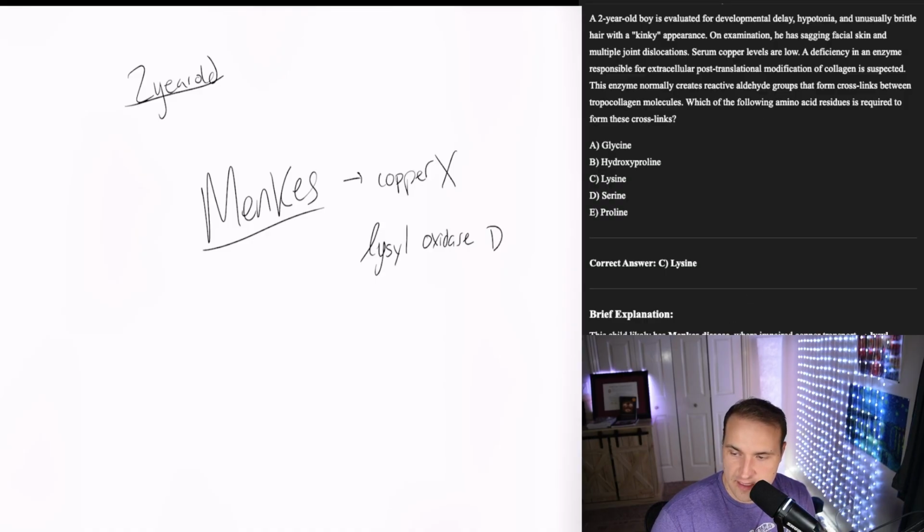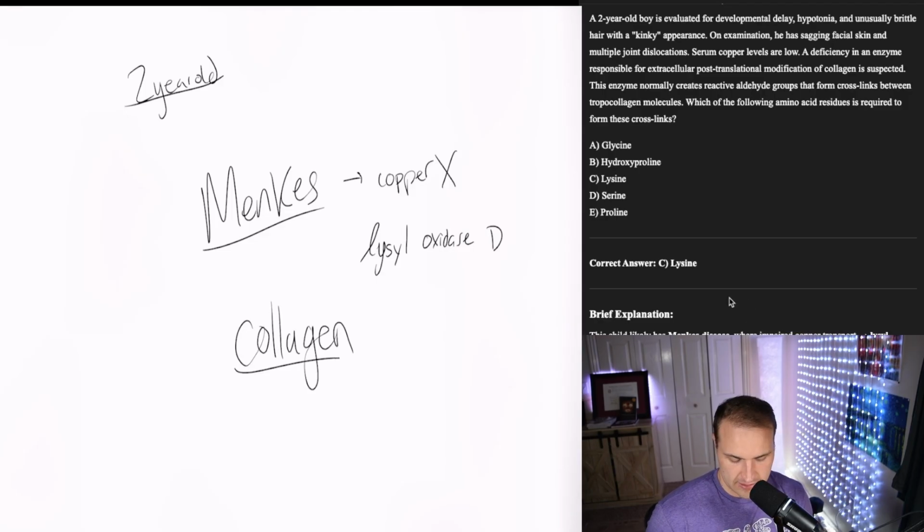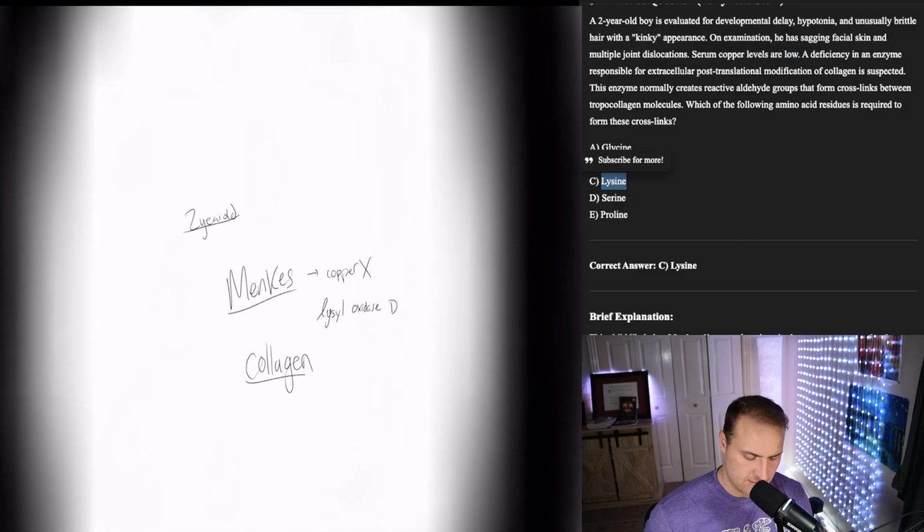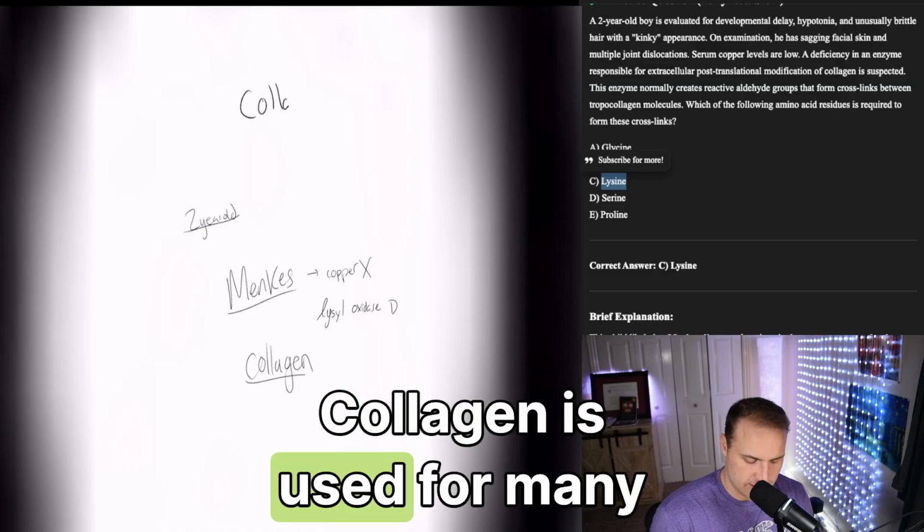So if you don't have lysyl oxidase, then the lysine residues can't be deaminated into aldehydes, and that prevents their essential cross-linking that gives the collagen its strength. So all of this 2-year-old's symptoms are caused by that lack of collagen strength. And so think about it, the brittle hair, the connective tissue, the hypotonia. He's got the facial skin that sags, joint dislocations, low copper. All that points toward lysyl oxidase. So just zooming out and making sure we nail this down, collagen is used for many things.